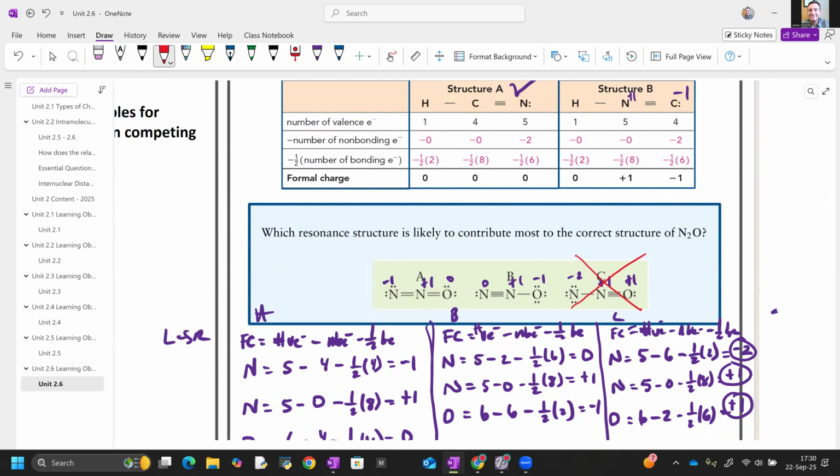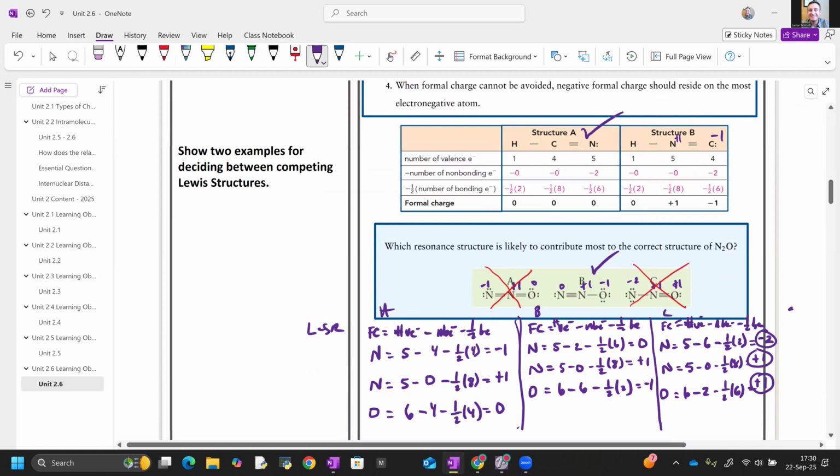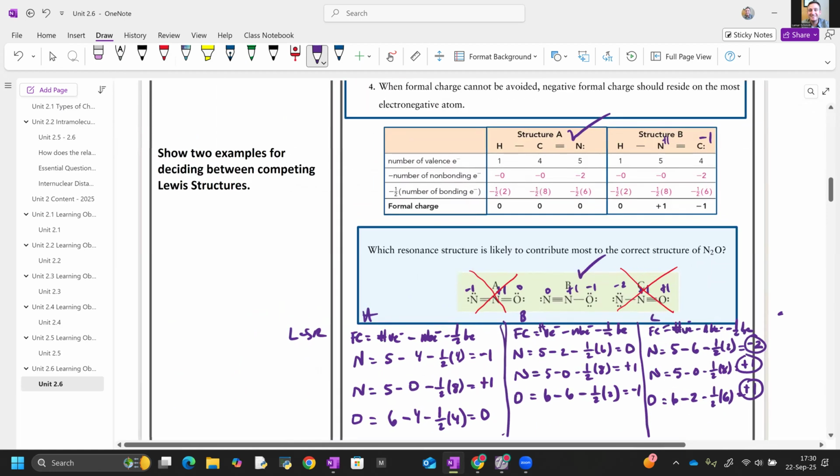And we see in structure B that oxygen has the negative formal charge. Therefore, structure B would be preferred and structure A would not be as good. And so we would choose structure B as our preferred structure. And that's how we use formal charge to distinguish between competing Lewis structures.